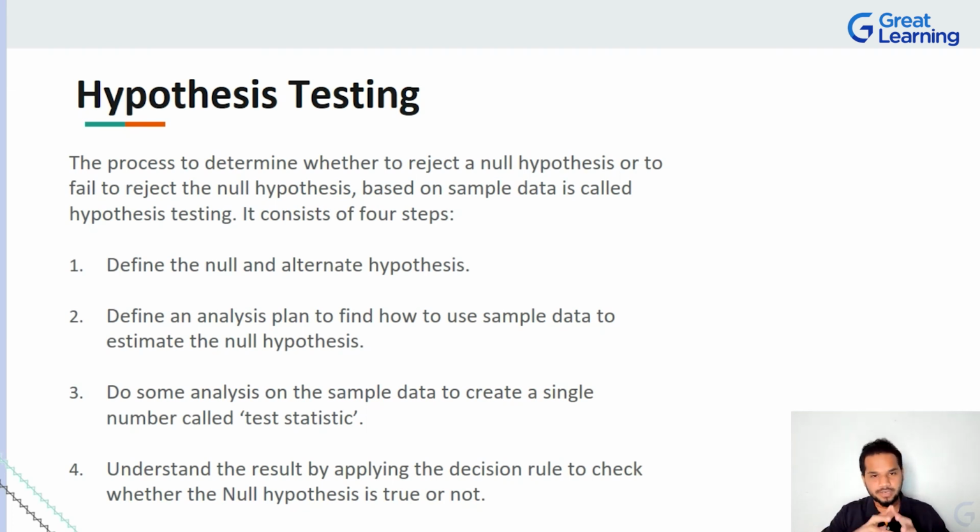Fourth step is where all the magic happens. You understand the result by applying the decision rule that was put into place to check if your null hypothesis is true or not. If it's true, you know what to do. If it's not true, again, you know what to do in either decision. There's no more guesswork from that point. Guesswork is usually in step number 1 when you're trying to define the hypothesis.